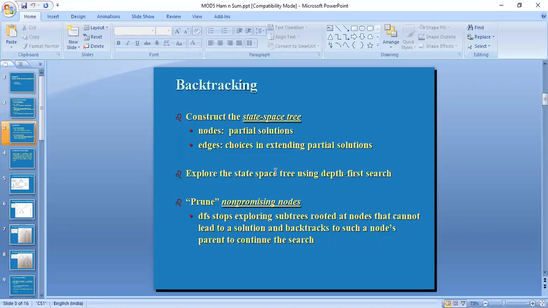Promising nodes will always lead to a partial solution. The partial solution will further generate to a complete solution. When you say non-promising nodes, they are also called pure nodes. When you expand this using the depth first search, you will be exploring the subtrees, and when a node doesn't lead to a solution, we say that we backtrack, go to the parent node and continue the search with another edge or another path or another option.